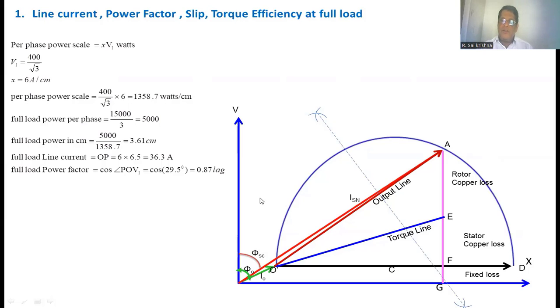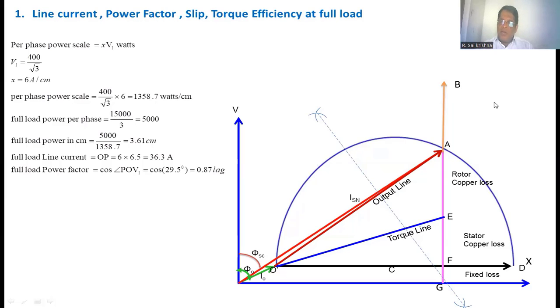Now we have to convert the full load power of the induction motor into centimeters. All the parameters we are drawing in the circle diagram are per phase values. So the full load power per phase equals 15,000 by 3, that gives 5,000 watts. Now we convert these 5,000 watts into centimeters by dividing by the power scale, and we get 3.61 centimeters. This is the per phase rated power of the induction motor in centimeters. So from the tip of A, we draw one line whose length is equal to 3.61 centimeters. Take this as B.